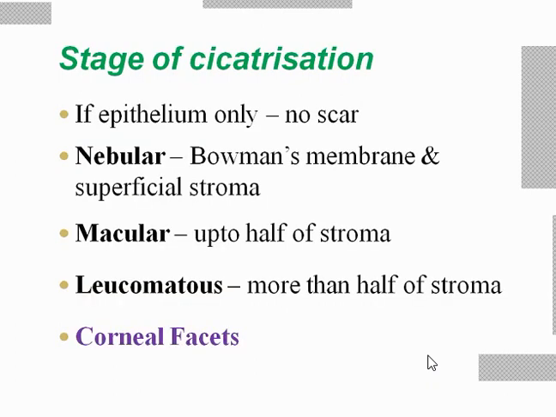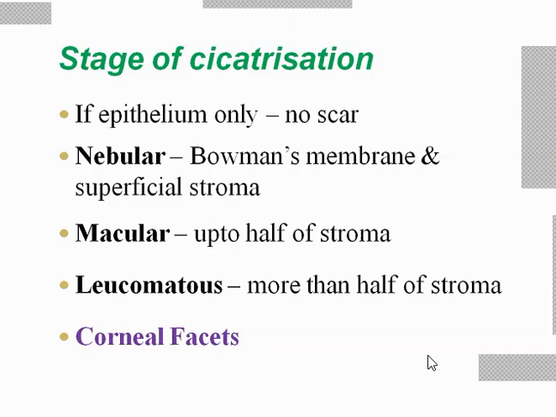The epithelium only is involved. There's no injury to Bowman's membrane and superficial stroma. If Bowman's membrane is involved, it can produce a nebula. Epithelium only is involved, there is no scar. So these are small abrasions on the cornea. You can simply stain with fluorescein stain and see how far the fluorescein has gone in by using a slit lamp, that is called a biomicroscope. A microscope which can see living tissue is called a biomicroscope.